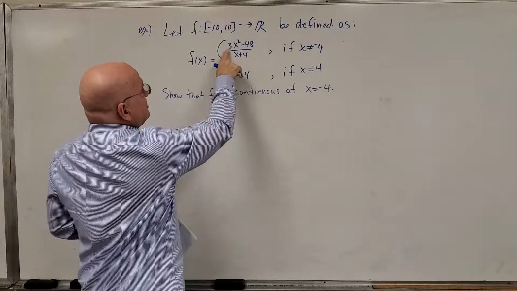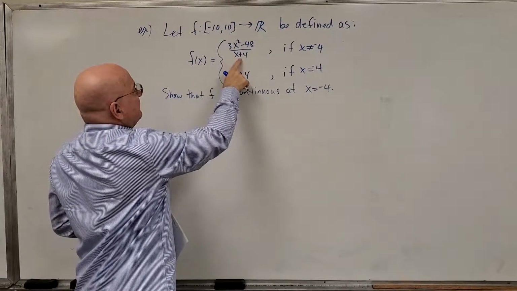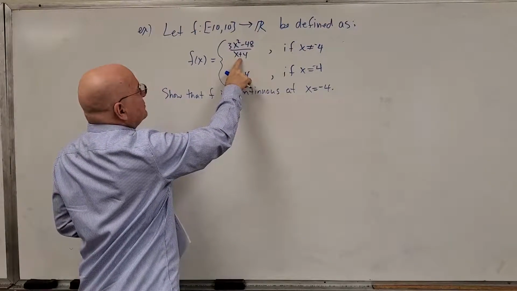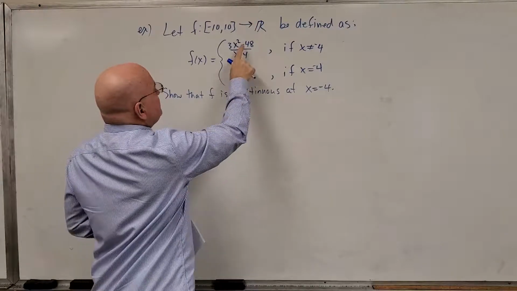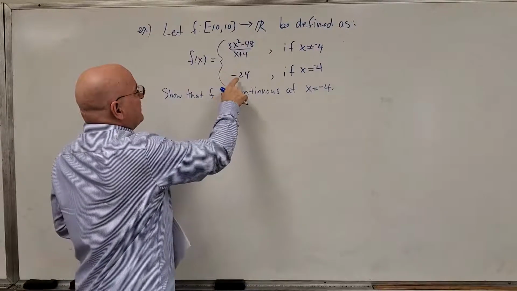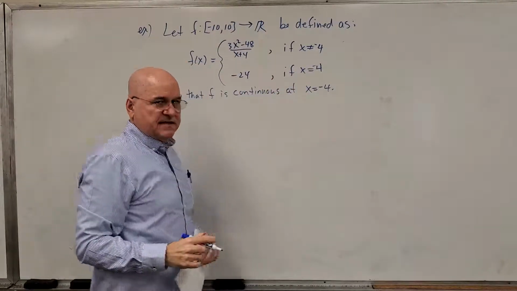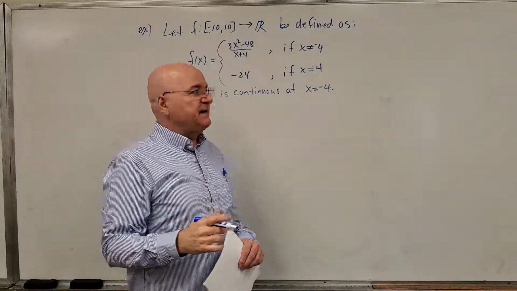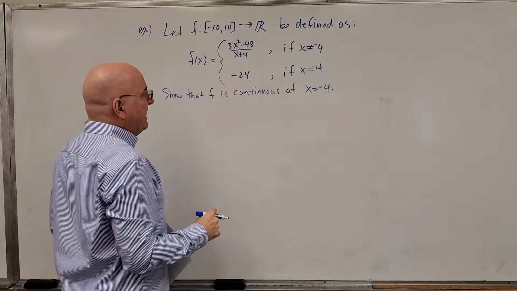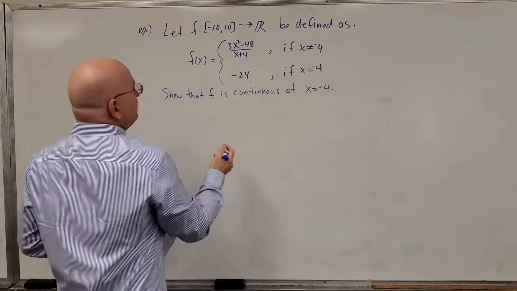This is a rational expression. It's got a fraction in it here. So this is defined everywhere except at negative 4, where we put a 0 in the denominator. So as long as x is not negative 4, it's equal to this expression. And then it's equal to negative 24 in the single case where x is negative 4. And we're going to prove that it is continuous at x equals negative 4. So this will just take a few sentences.